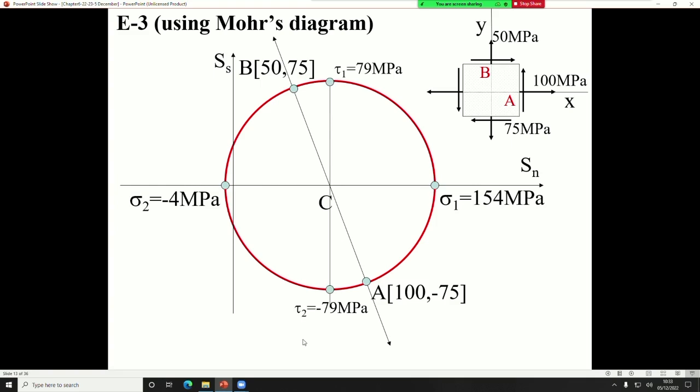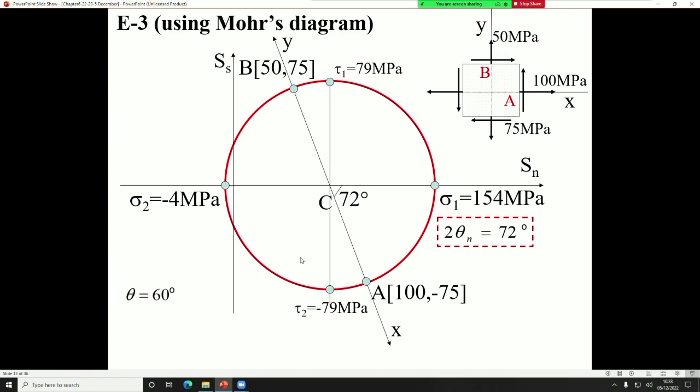Okay. Now, this is the physical X. This is the Mohr X. Now, in order to reach this point, I have to rotate it by this angle, anticlockwise. So here the angle is 72. So it must be 36 here.